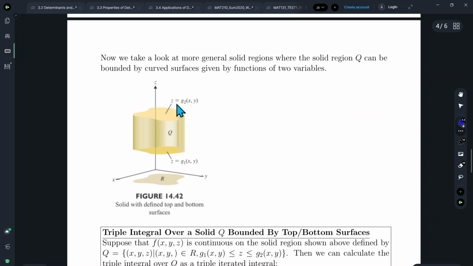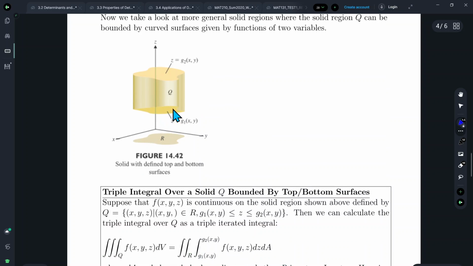Right, so here the top boundary for Q is described by a function g2 that depends on x and y. The bottom boundary is described by the function g1, again, that depends on x and y. Okay, so that's how we're going to set up the solid region Q. And then to finish describing the triple integral, we'll also need to look at the two-dimensional region in the xy plane that you obtain by projecting the solid region down into the xy plane.